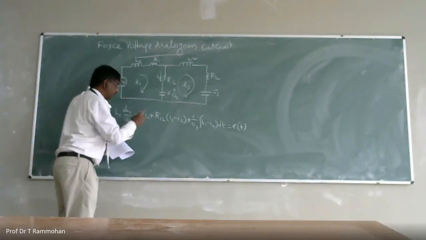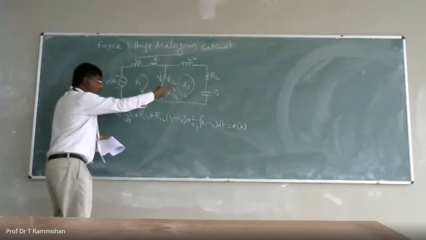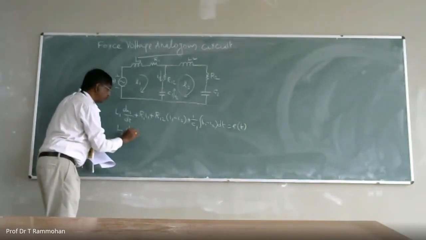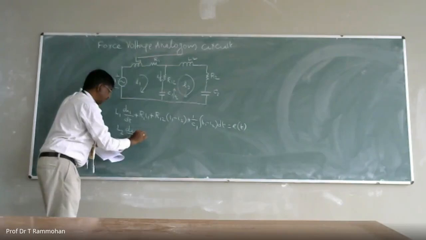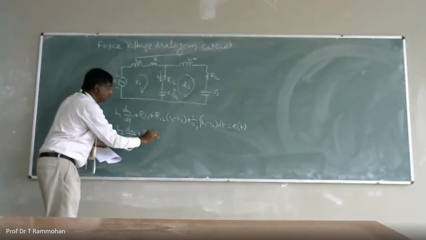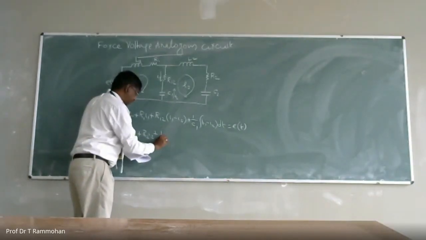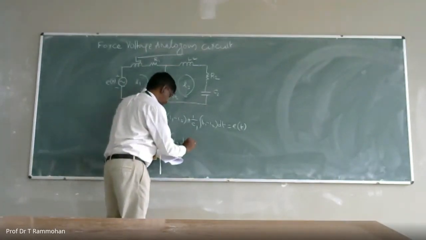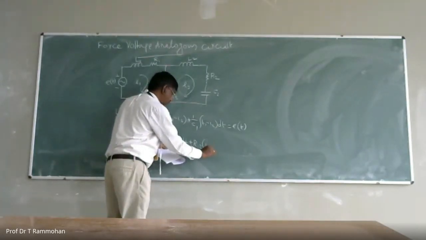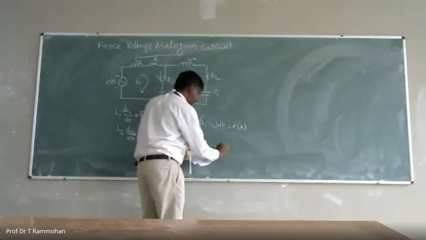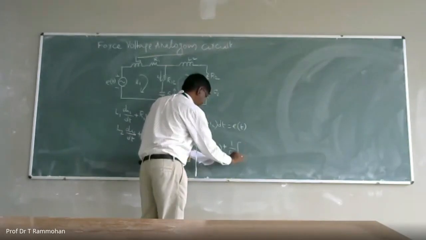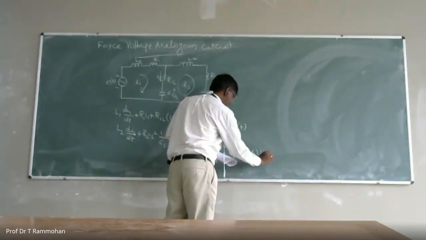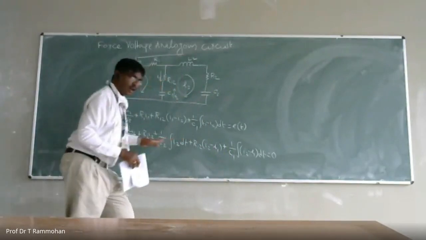Okay. This is loop 1. For loop 2, we start with L2 di2 by dt plus R2 I2 plus 1 by C2 integral I2 dt plus R12 (I2 minus I1) plus 1 by C1 integral (I2 minus I1) dt equal to 0. Okay, these are the two equations.